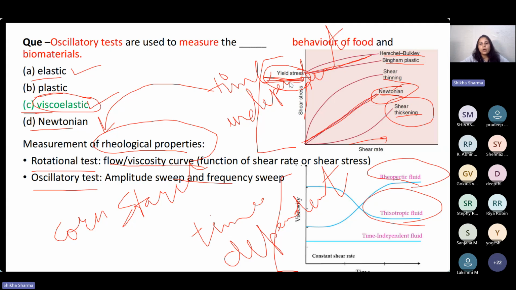Ketchup also, initially if we apply the stress, what will happen? The ketchup will be soft, its viscosity will decrease, it will be thin, and then it can come out of the bottle.